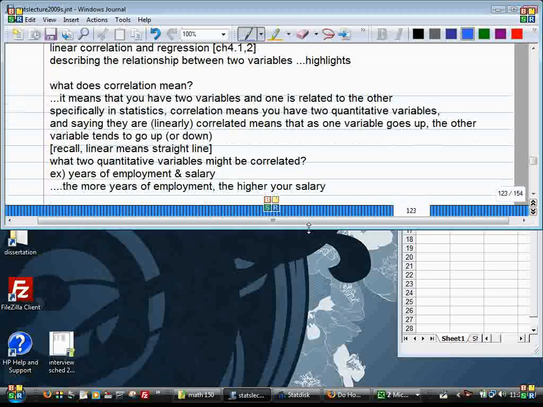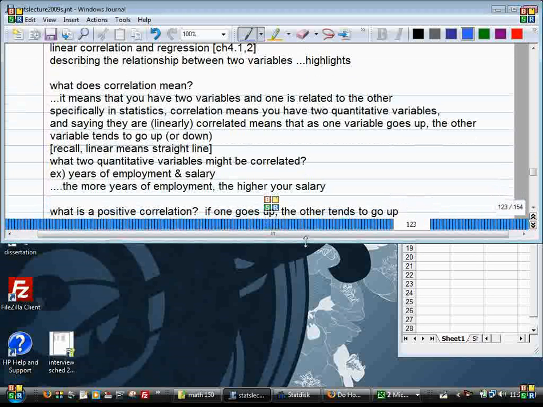Okay. So what is a positive correlation? If one goes up, the other tends to go up. So what's a negative correlation?